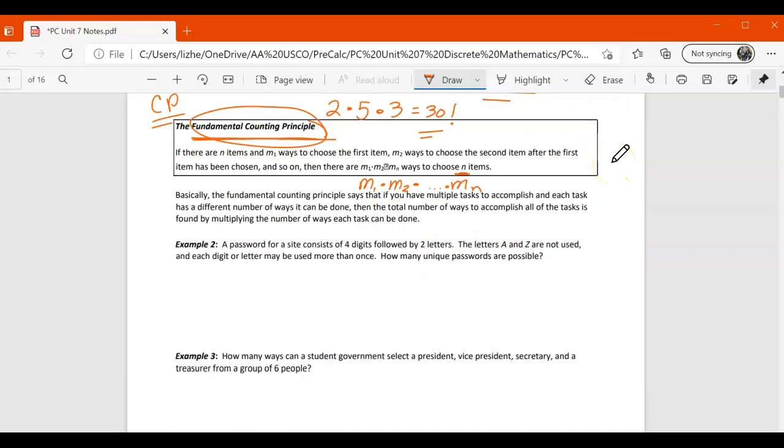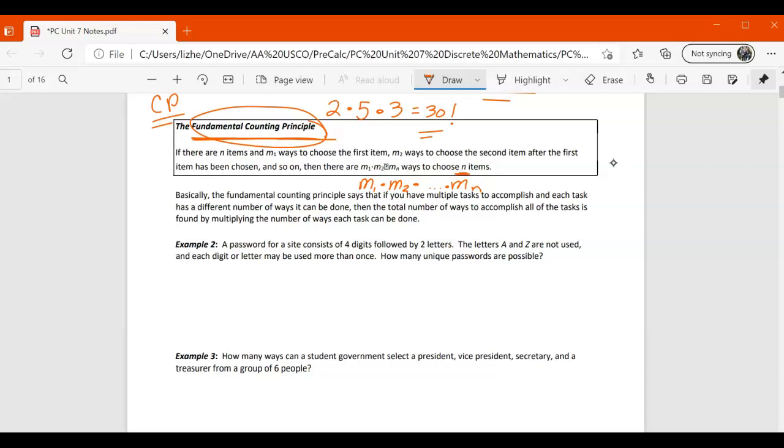Okay, example 2. We have a password for a site. It consists of 4 digits followed by 2 letters. The letters A and Z are not used, and each digit or letter may be used more than once. How many unique passwords are possible?